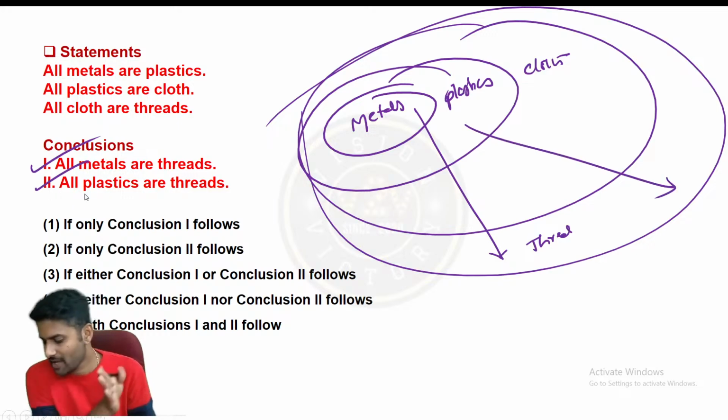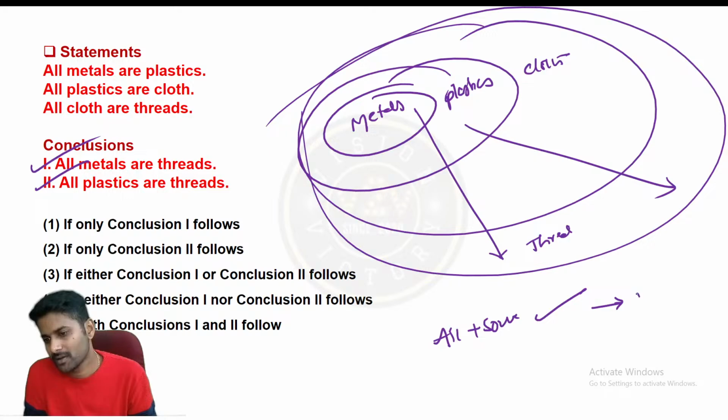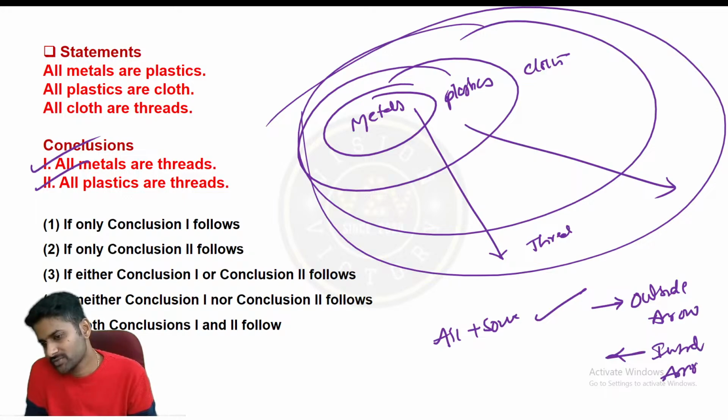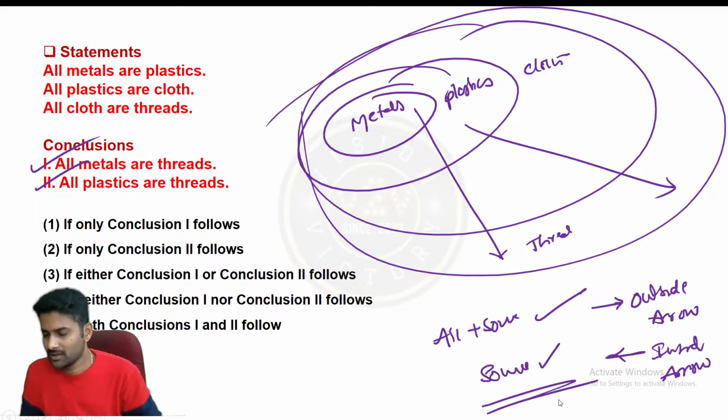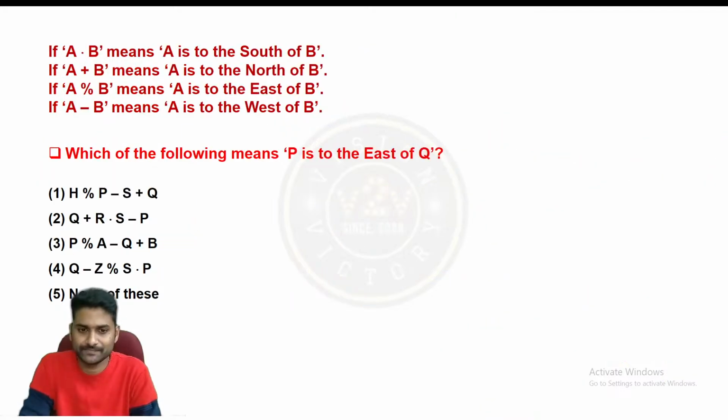Guys, remember that if the arrow is moving towards outside, all and some both are valid. If the arrow is moving inside, only some is always valid. Guys, if the arrow is moving outside, all plus some both conditions are valid. If the arrow is moving towards each side, only the some condition is valid.